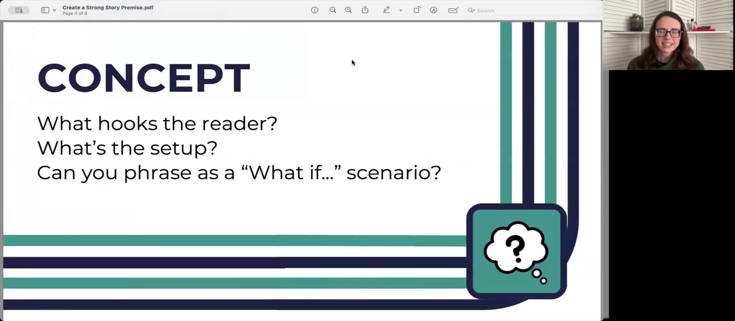The concept is the thing that's going to hook the reader. It's the clever setup. It's the thing that separates the story from other stories that might seem like it. Sometimes you might be looking at a clever setup. Sometimes you might express it as a what if scenario. For instance, what if aliens invaded the Earth? Sometimes these are little sparks of ideas from which your story can grow. A clever concept might be the thing to get you started.